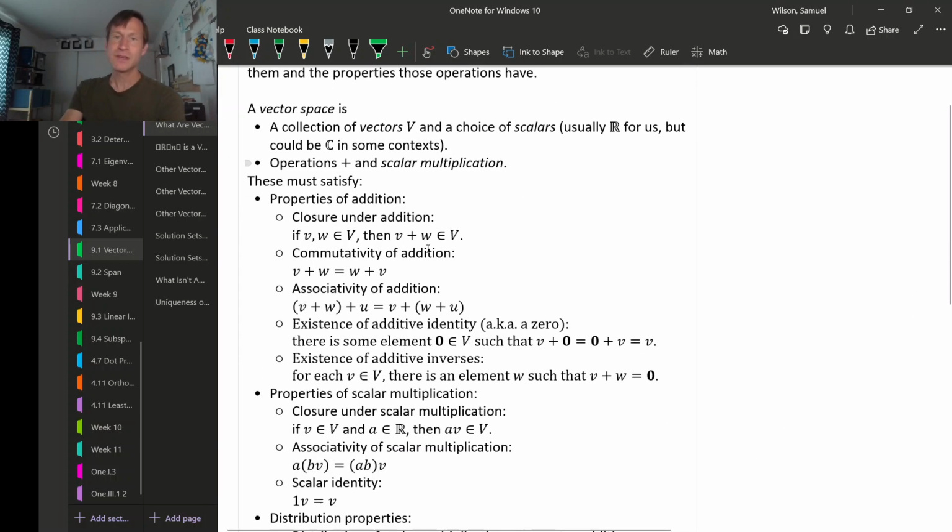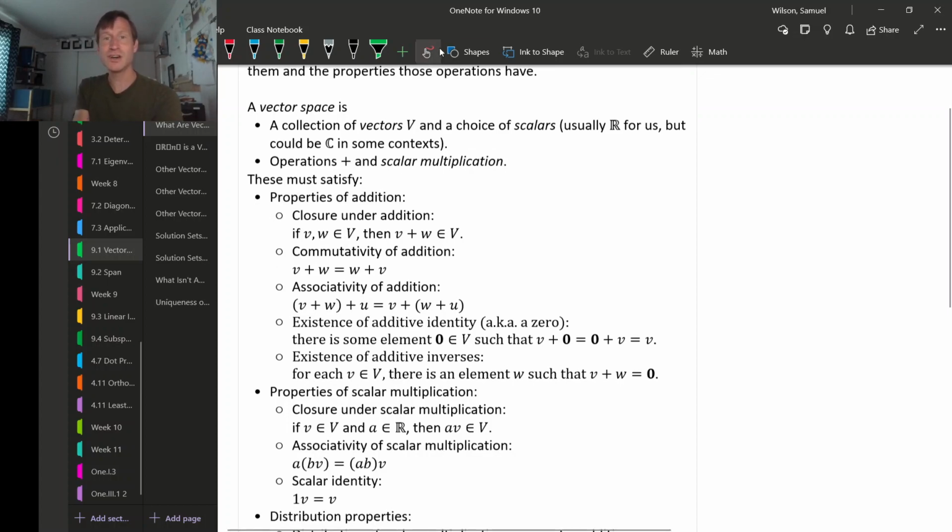vector space. A vector space is a collection of vectors and a choice of scalars, which for us is almost always going to be R, although you can do this all using complex numbers for your scalars instead of real numbers. So you need a collection of vectors, a collection of scalars, which is always going to be R, and two operations, vector addition and scalar multiplication. And these operations have to satisfy that big list of properties that we noticed are satisfied in Rn.